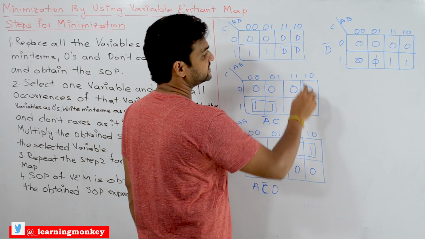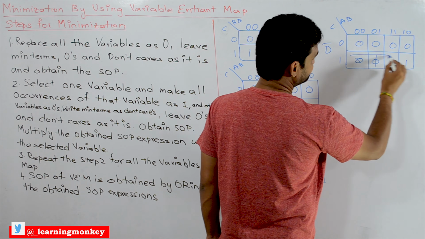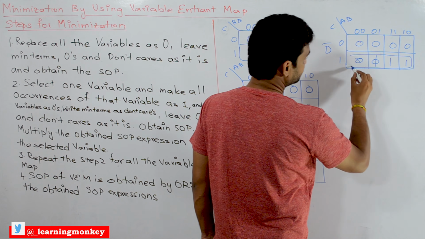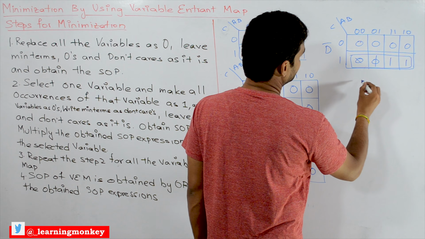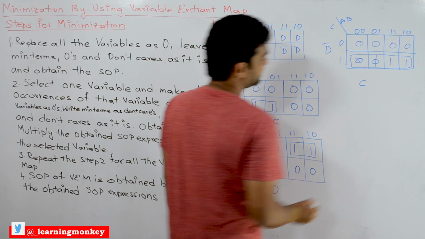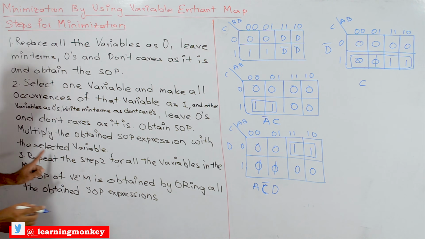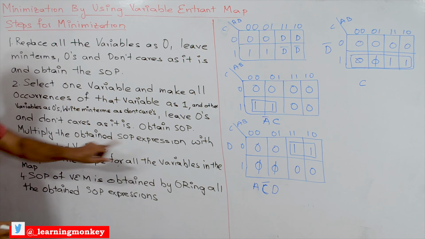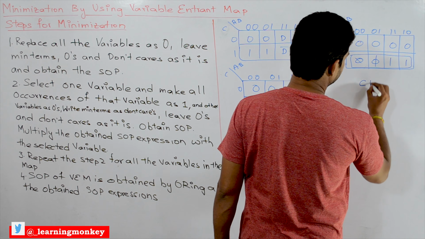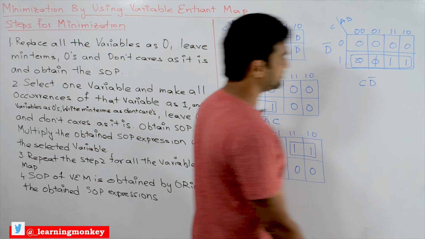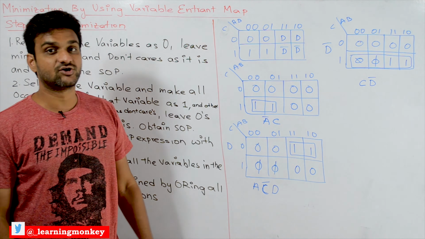Now we have to find the SOP. The biggest possible subcube with the don't cares is this one. So the final solution is going to be C. Then we multiply the obtained SOP expression with the selected variable. What is the selected variable? D complement. If you multiply C with D complement, it is going to be C D complement.